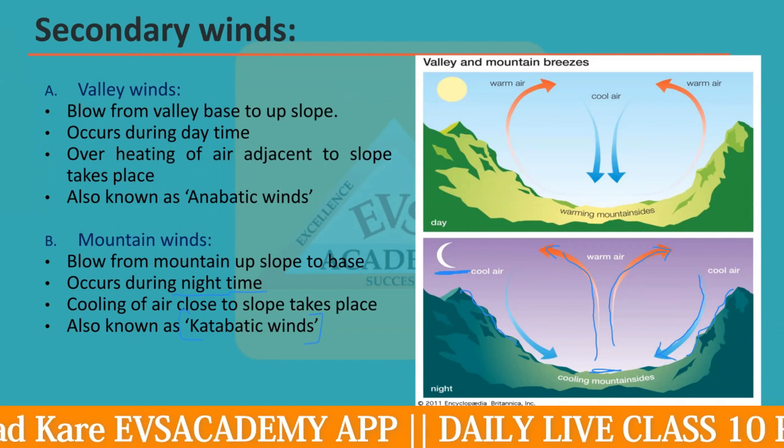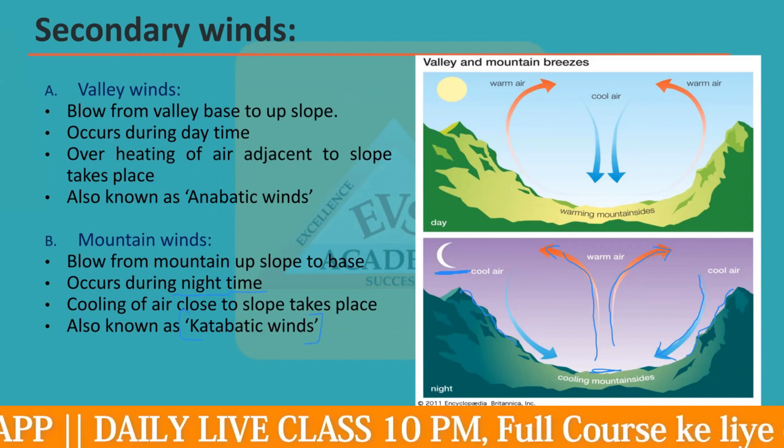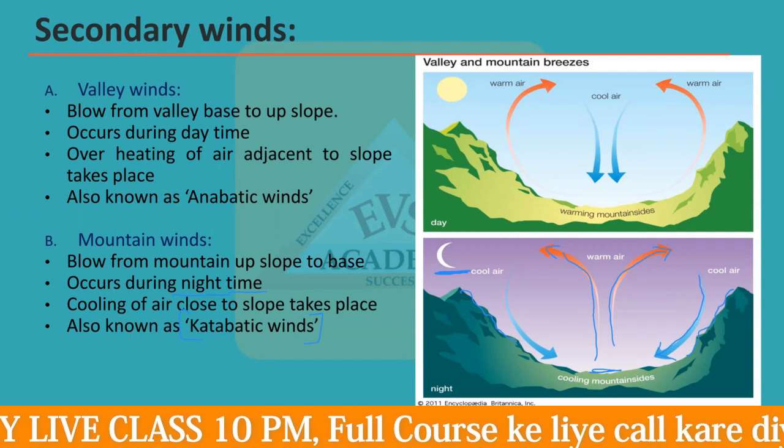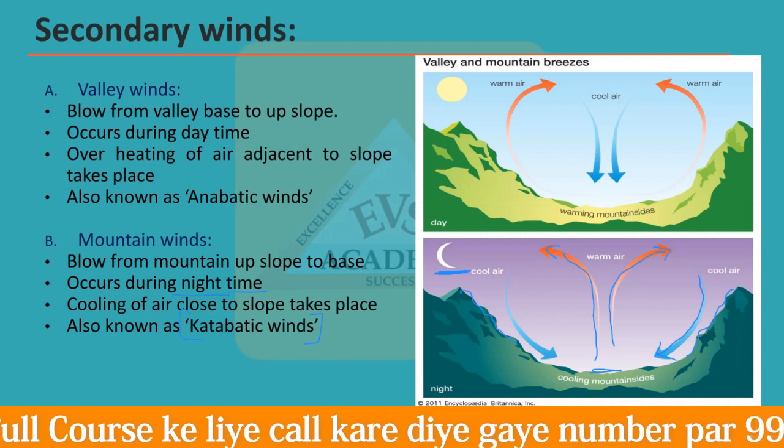So this is the first type of secondary winds that you have to cover, that is the valley wind and the mountain wind. Another type of secondary wind that we have to cover is the land breeze and sea breeze. Let's look at that.